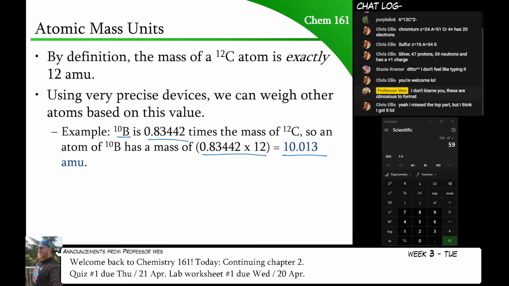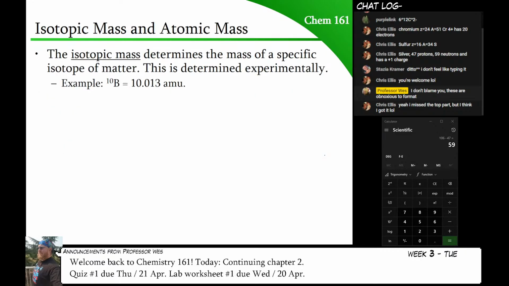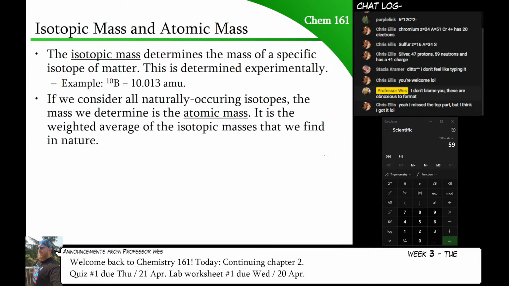All right. So now we know how to weigh atoms individually. Let's get the mass of just a random sample of atoms, and then we can put that on the periodic table. So that will end up being the atomic mass. This is the isotopic mass for a given isotope, and you determine this experimentally by using the mass spec. If you take the weighted average of all of the different isotopes that are naturally occurring, so not the synthetic ones, we don't care about the synthetic ones, because they don't last long enough on Earth for us to matter.